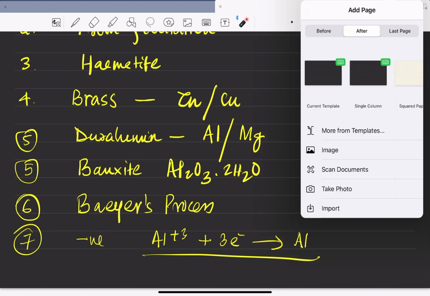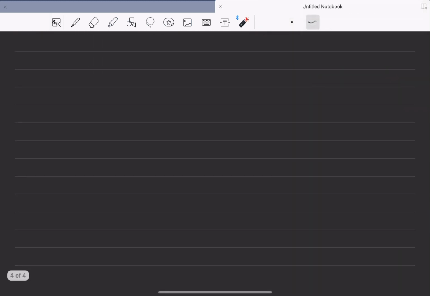Okay, one more page, let me add. So next one, we are still continuing number 7 only from 2018. Number 7, there's another part of it. Action of heat on aluminium hydroxide. Action of heat on aluminium hydroxide. Have you ever heated aluminium hydroxide or studied this reaction?